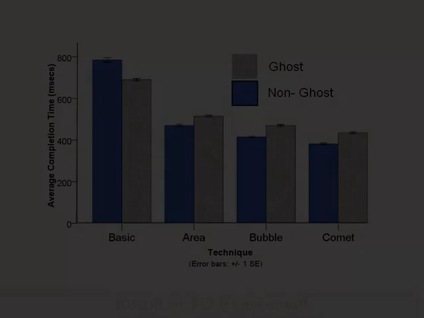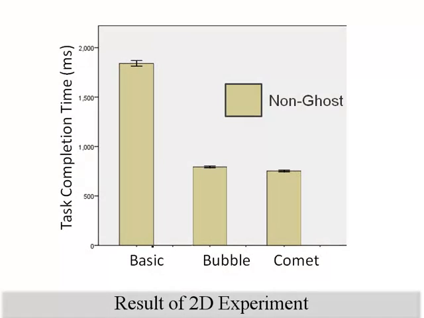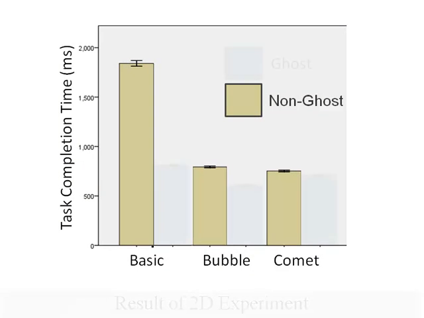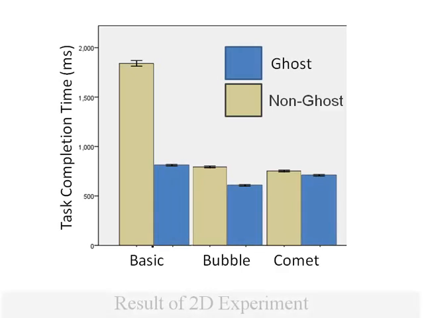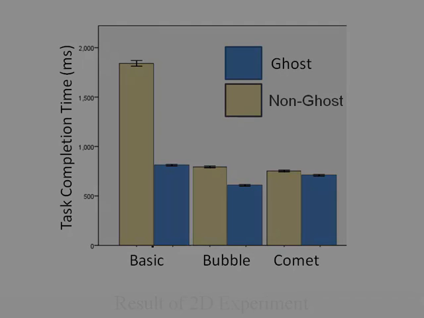proxies. We found similar results in the 2D experiment, and Comet required less time than the Bubble and basic techniques. However, all of the ghosted techniques allowed participants to complete the target selection task in less time than with their non-ghosted counterparts. Bubble Ghost was found to be the best performer.